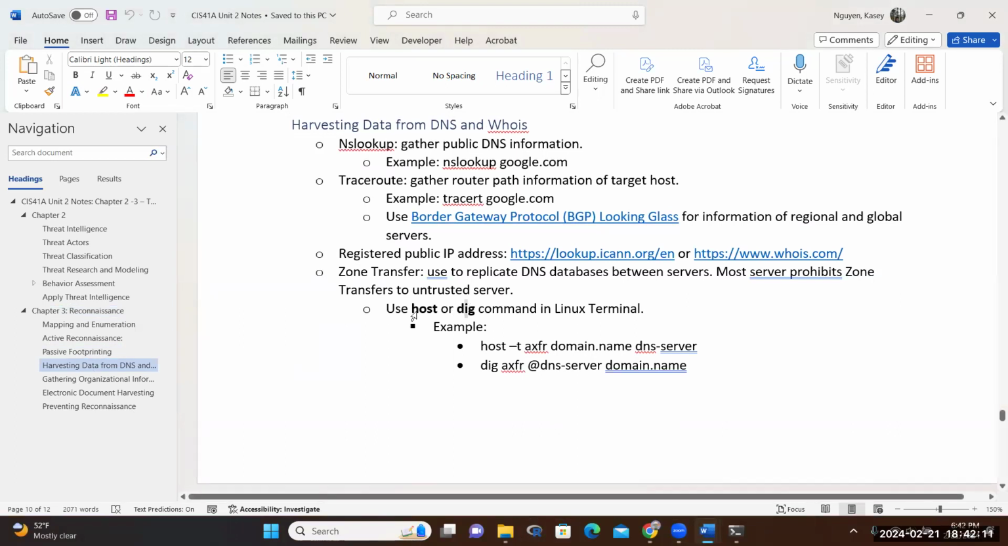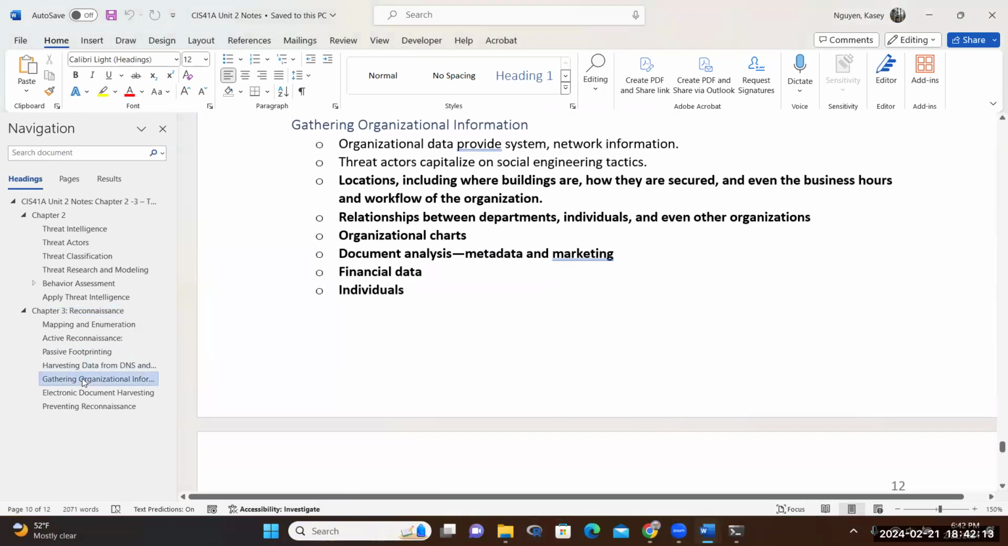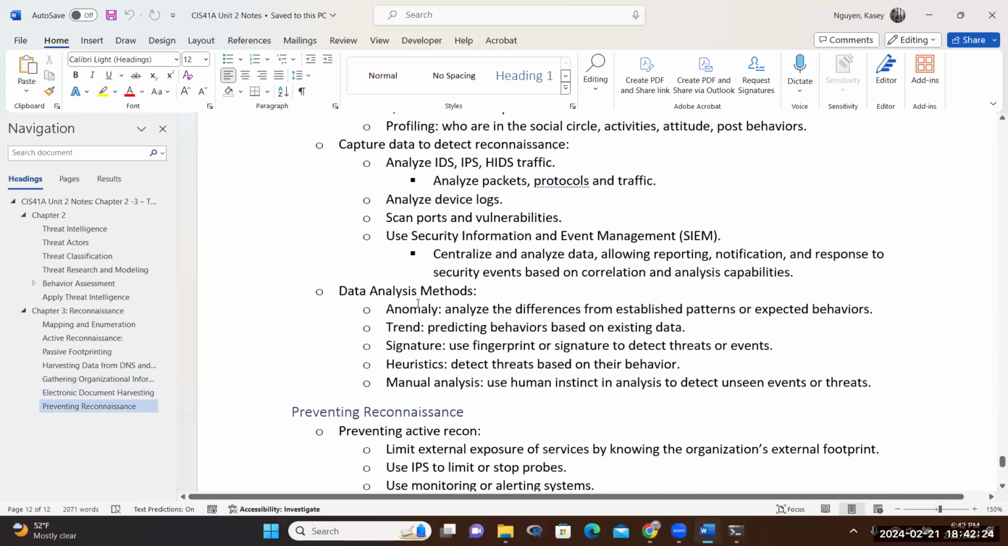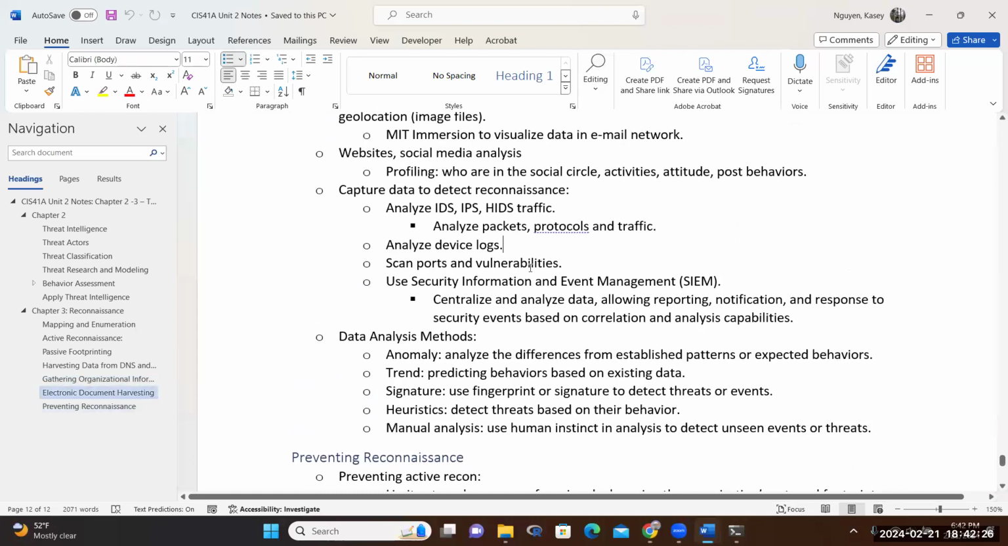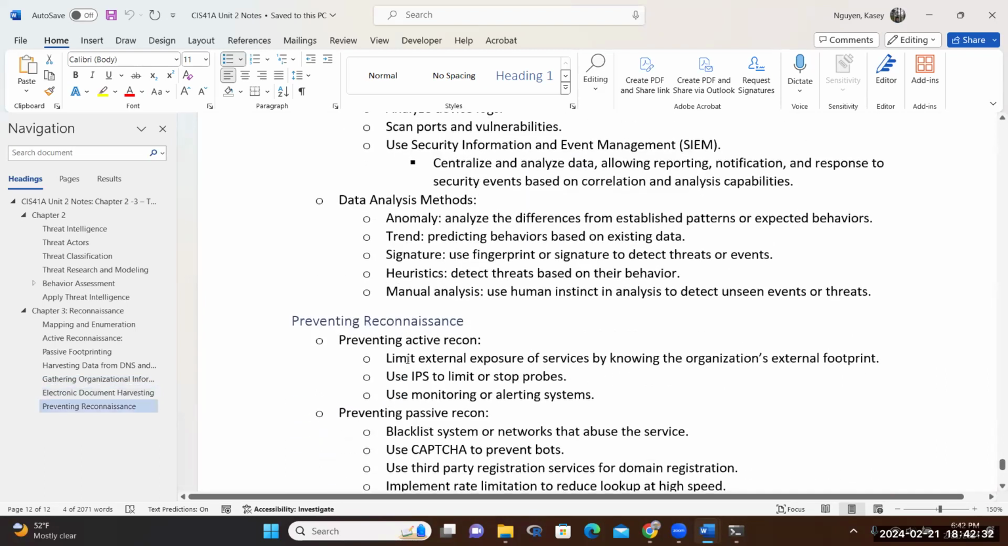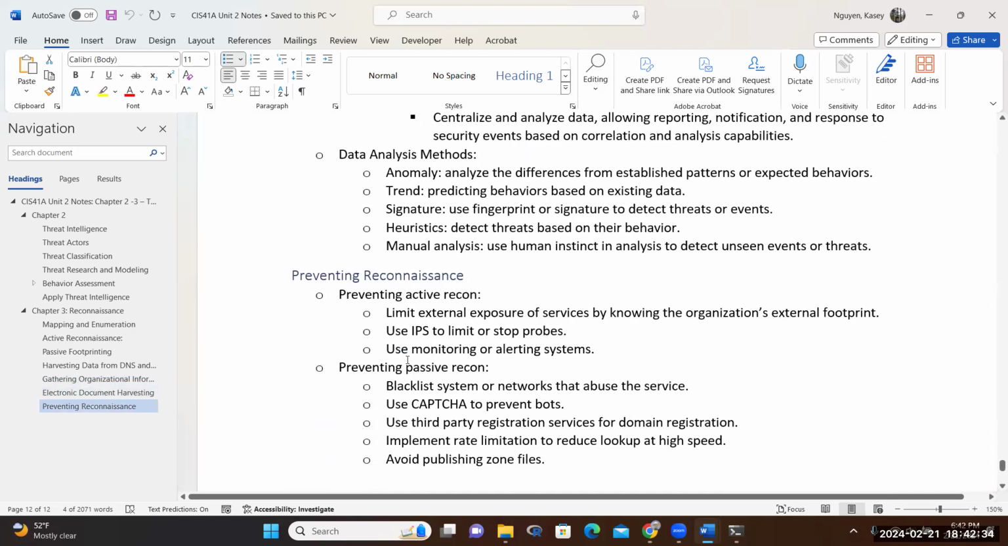We didn't use dig because it's Linux. But you can try it in your Kali. So it also gives you more information, like you can use logs. You can analyze intrusion detection system and all the traffic. So network traffic and security system traffic information will be useful.